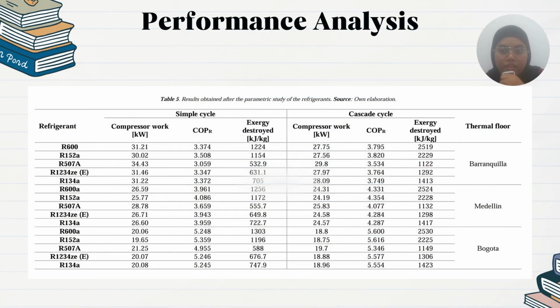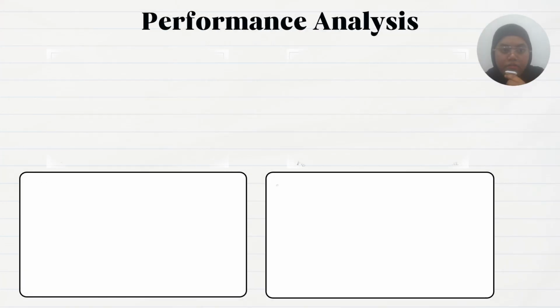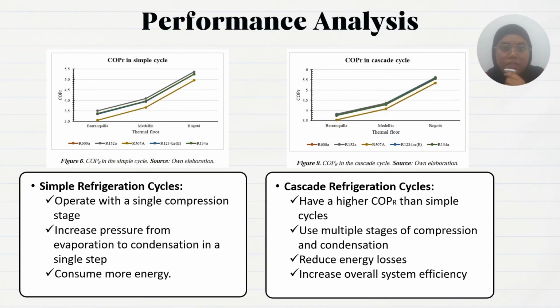Next, for the performance analysis, this table is the result obtained after the parametric study of the refrigerant. For the first point is about COP refrigerant in simple cycle with COP refrigerant in cascade cycle. We get to know a lot of information by interpreting and analyzing table 5 and the graph in the journal. So based on the COP refrigerant graph, it shows a trend to be higher in the cascade refrigeration cycle compared to a simple cycle, which is due to its configuration and characteristic.